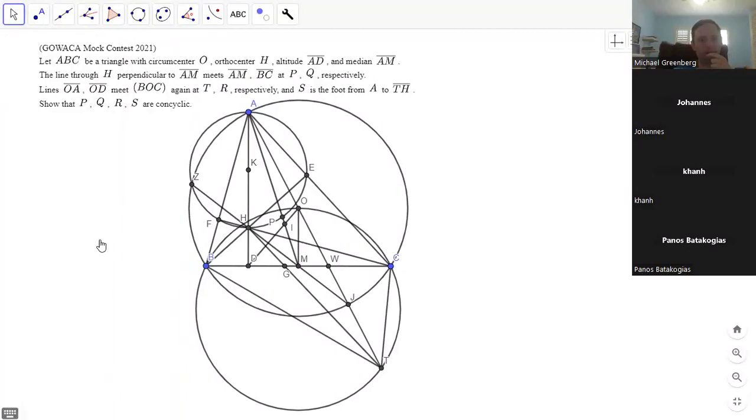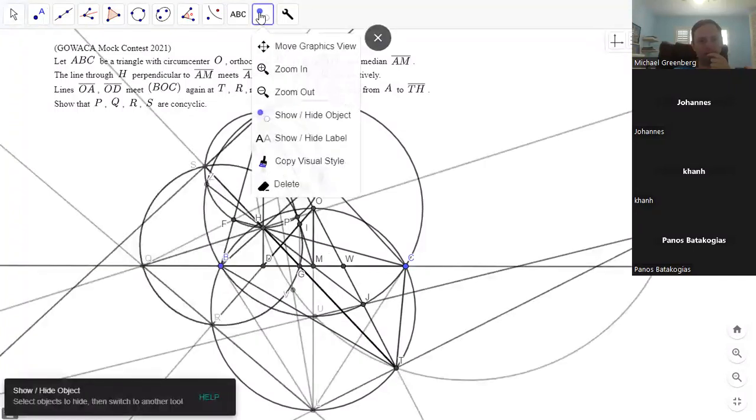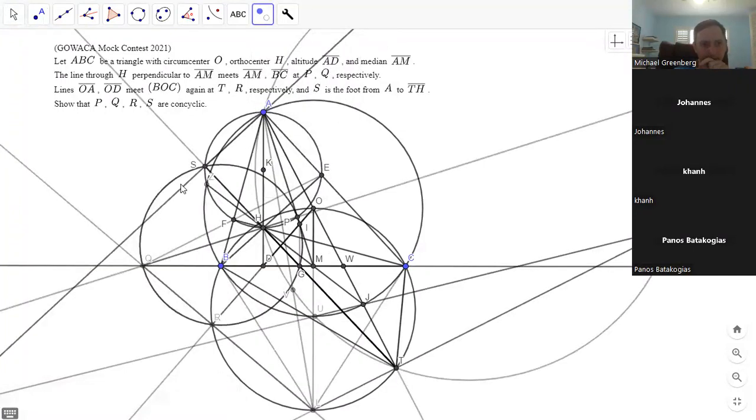So I'm going to add some of the other points back in. I don't think I need that. Okay, so let's see. So we have S. I'm just going to hide that circle for now. R, Q. EF is not originally there, but I'll just leave it for now. It's not hard to prove.